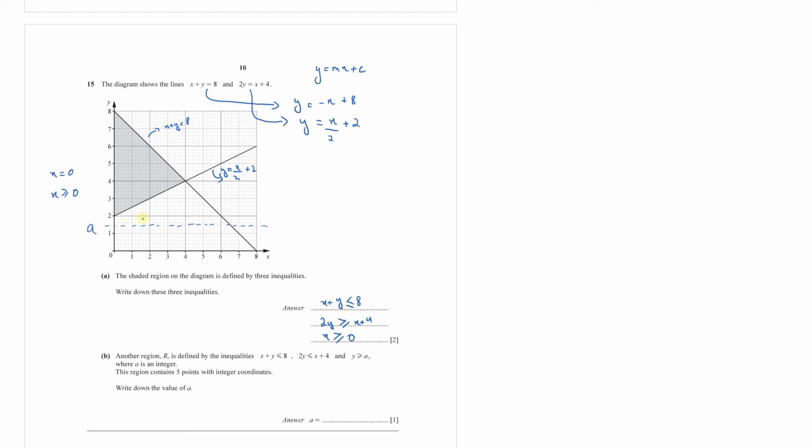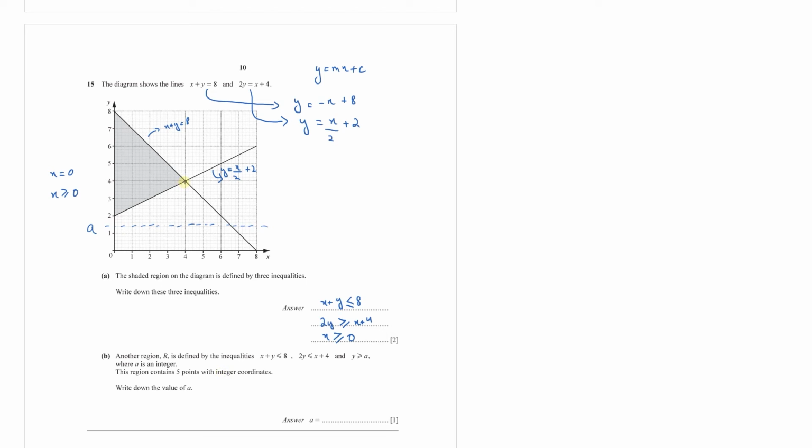So we need to find the value of a. Is it this one, something below, or something above? Basically we need to adjust this line until we get 5 points inside the region which have integer coordinates. So let's start from the top.